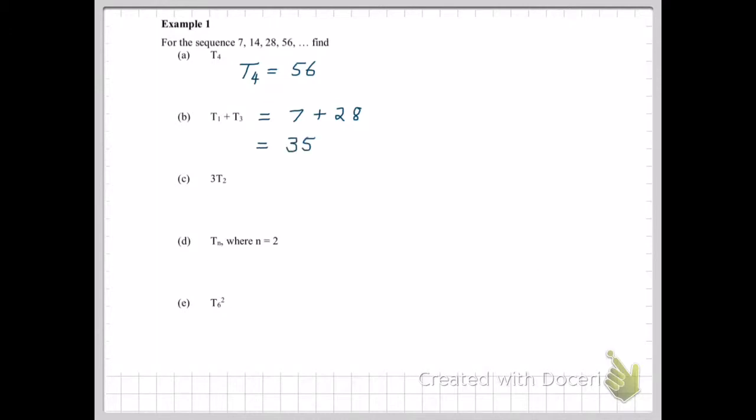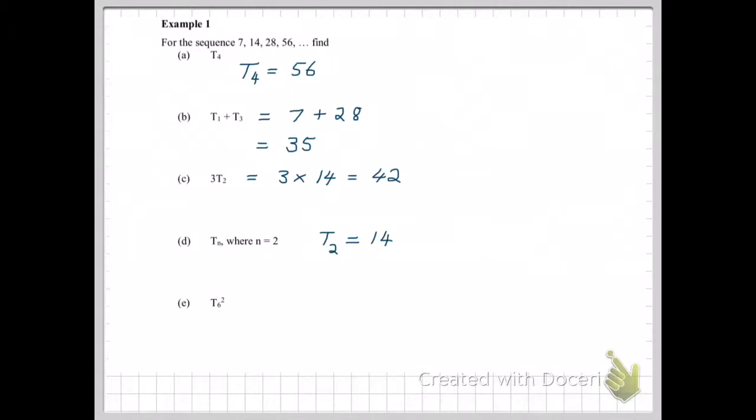We can multiply terms as well. t2 is 14, so 3 times t2 is just 42. In part D, we're going to write down tn where n equals 2, so that's t2, and the value is 14. Now the last one requires us to do a bit more thinking.